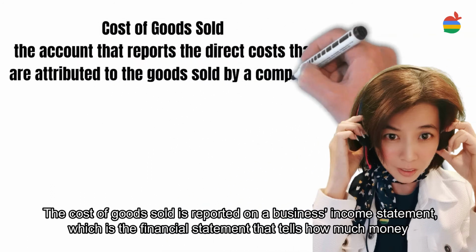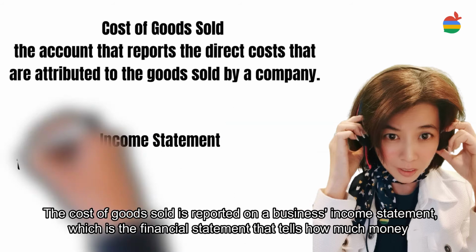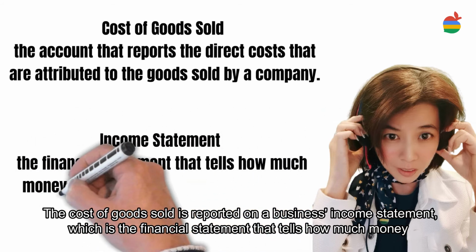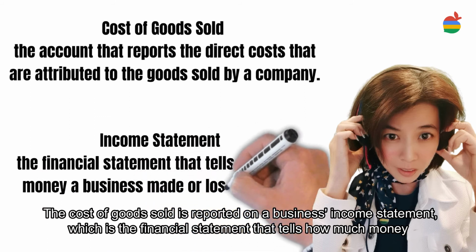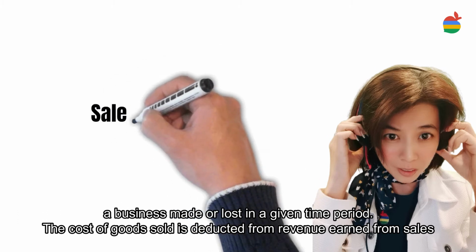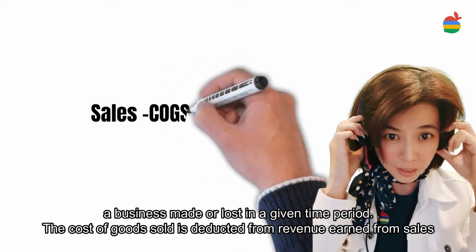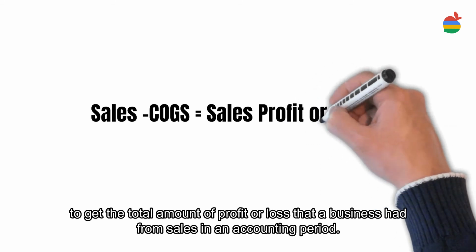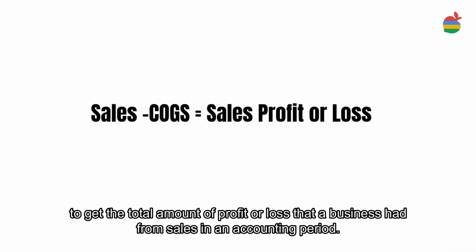The cost of goods sold is reported on a business's income statement, which is the financial statement that tells how much money a business makes or loses in a given time period. The cost of goods sold is deducted from the revenue earned from the sales to get the total amount of profit or loss that a business had from sales in an accounting period.